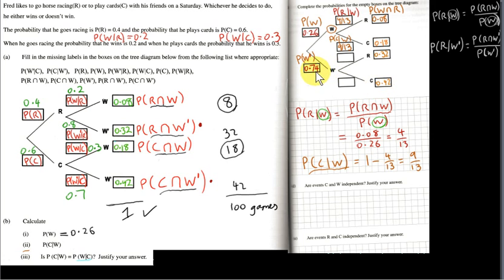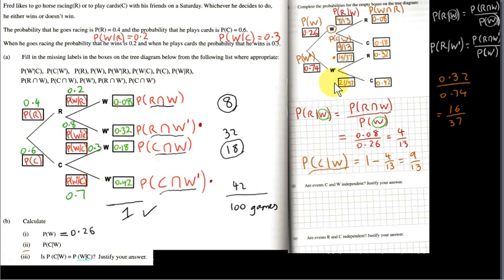We know that if we multiply this number by this number, we get 0.32. Or in other words, the probability of R given W prime, which will go in here, is the probability of R and W prime, which is this here, divided by the probability of W prime. So 0.32 divided by 0.74. That's 16 over 37. Similarly here, this probability is 0.42. Get it from here. So we divide 0.42 by 0.74. So here we get 21 over 37.